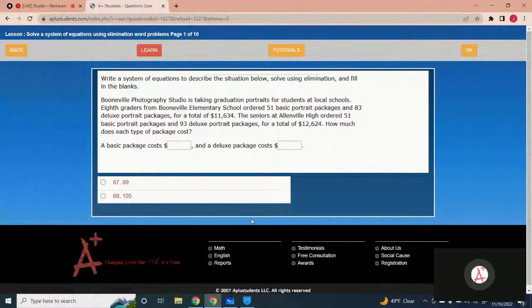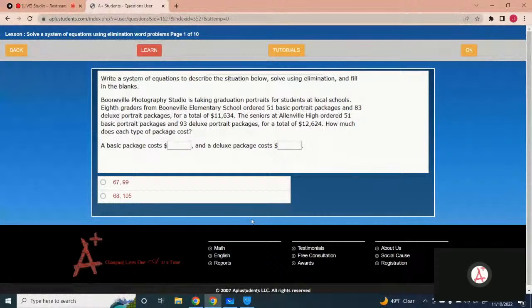Boneville Photography Studio is taking graduation portraits for students at local schools. Eighth graders from Boneville Elementary School ordered 51 basic portrait packages and 83 deluxe portrait packages for a total of $11,634. The seniors at Allenville High ordered 51 basic portrait packages and 93 deluxe portrait packages for a total of $12,624. How much does each type of package cost?